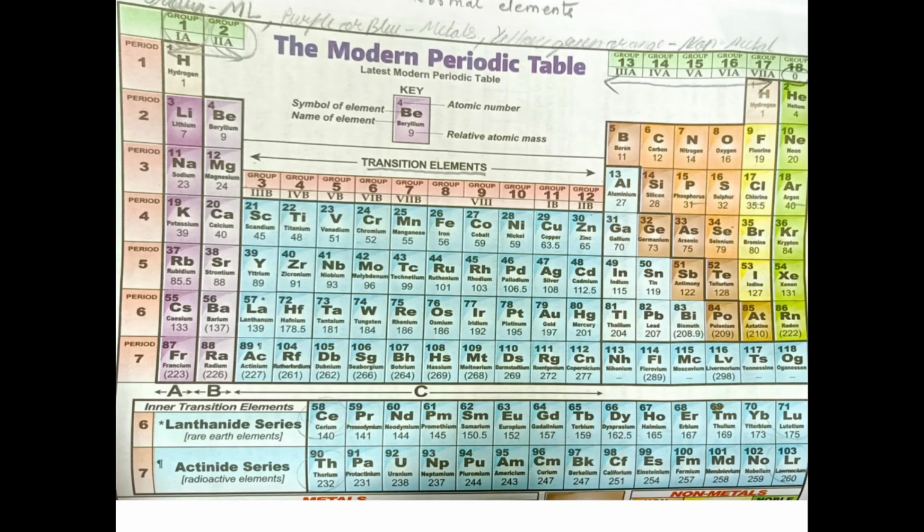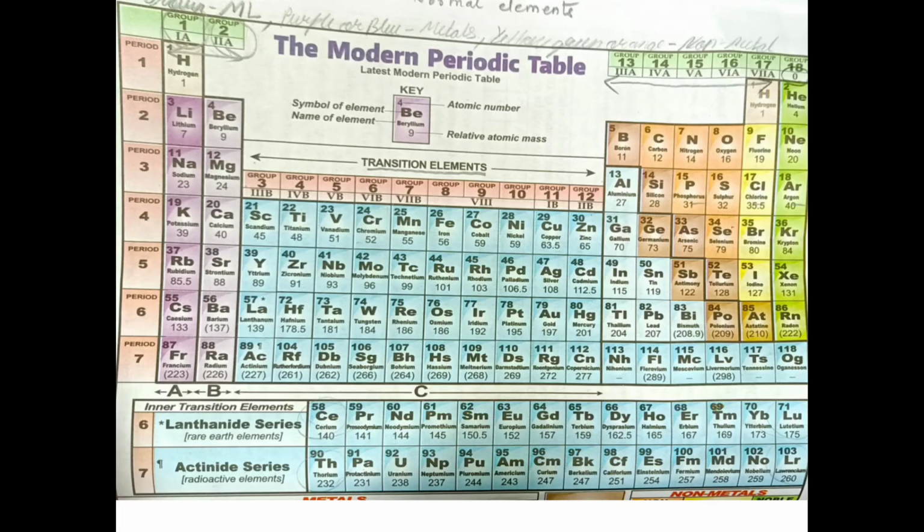divides into 4 blocks, namely S block, P block, D block and F block elements. Group 1 and group 2 of the modern periodic table come under S block. Group 3 to group 12 come under D block. Group 13 to 18 come under P block, and the lanthanide and actinide series, that is part of the 6th and 7th periods, are collectively known as F block. So it is divided into 4 blocks.